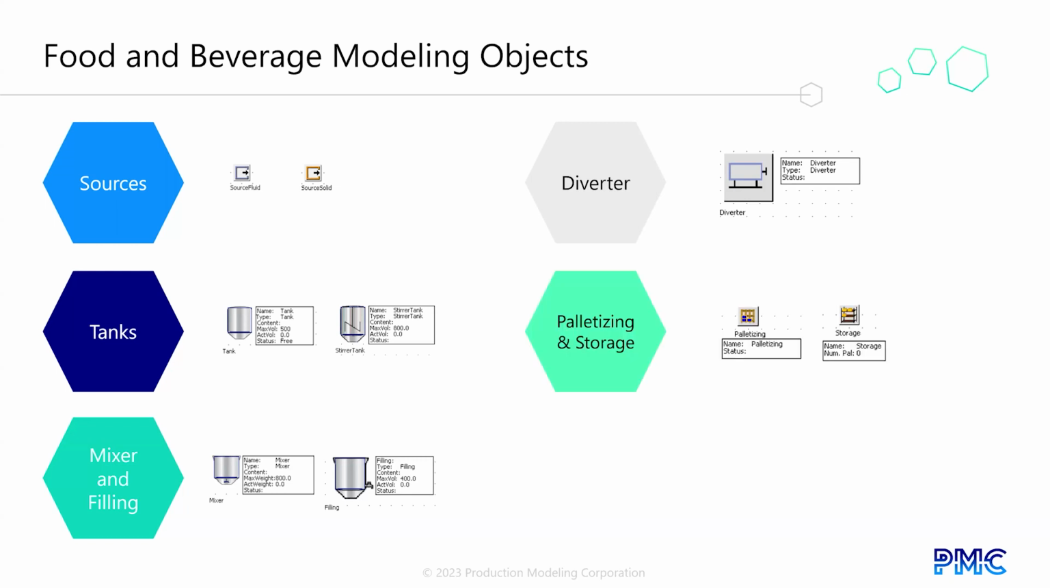The palletizing object loads products onto pallets. The storage object stores pallets. It optionally lets you directly enter truck orders according to delivery dates.